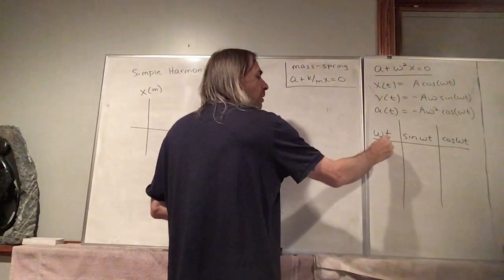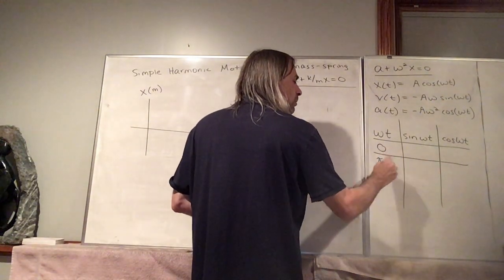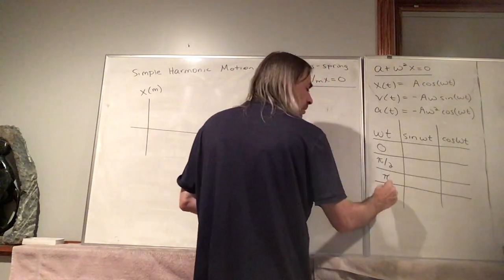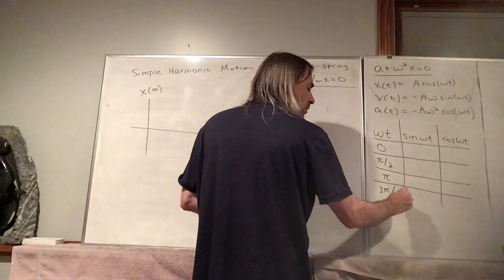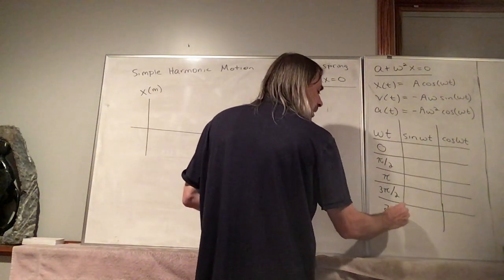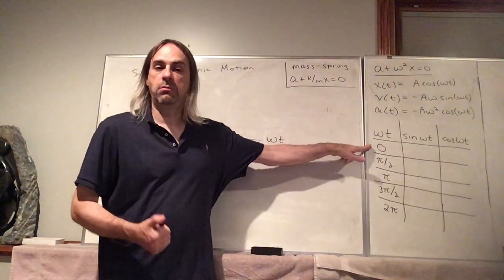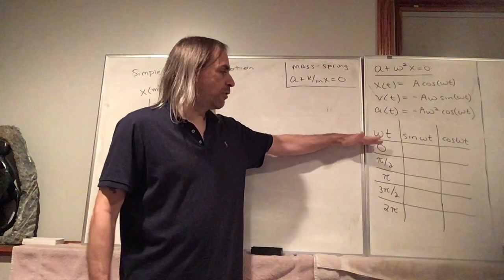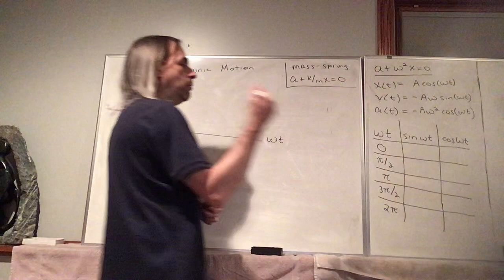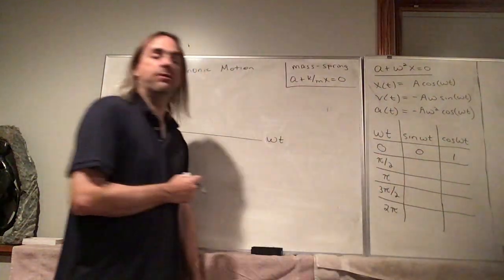Okay, so 0, let's look at pi over 2, pi, 3 pi over 2, and why not put 2 pi? Now, 2 pi, we're just going to be repeating 0. We've gone all the way around the circle, so whatever we get here, we'll just put it down there. But sine of 0 is 0. Cosine is 1. Cosine of 0 is 1.